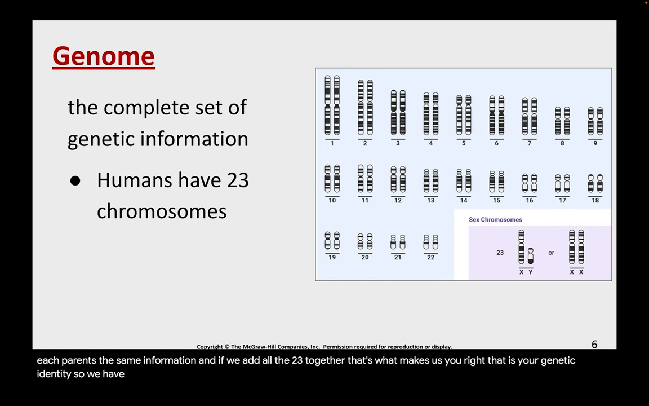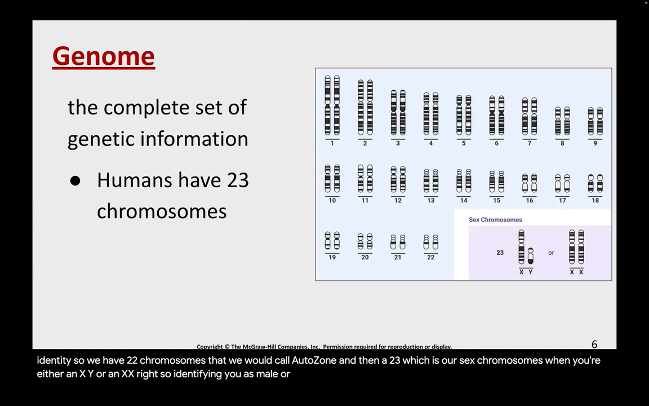So we have 22 chromosomes that we would call autosomes, and then a 23rd, which is our sex chromosomes, where you're either an XY or an XX, identifying you as male or female in your chromosomes. All right, any questions about our genome or chromosomes?